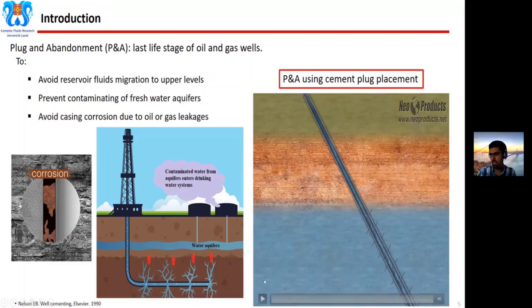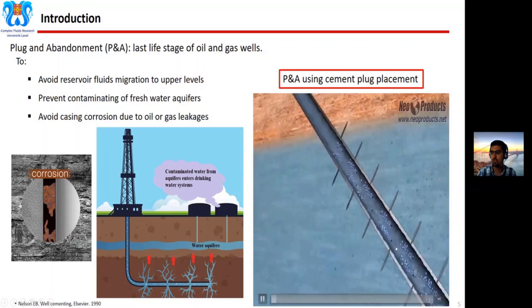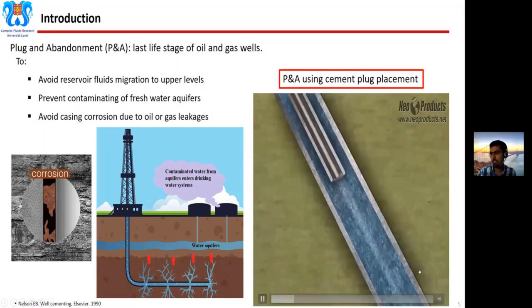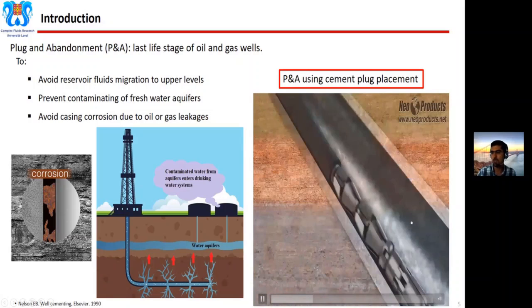I'm going to show you a movie about plug and abandonment operations. Usually in these operations, we inject cement slurry. Here we have an oil well where water is produced as an unwanted phenomenon, that we are going to avoid. So you can see the production of water through the oil wells. That is an unwanted phenomenon.